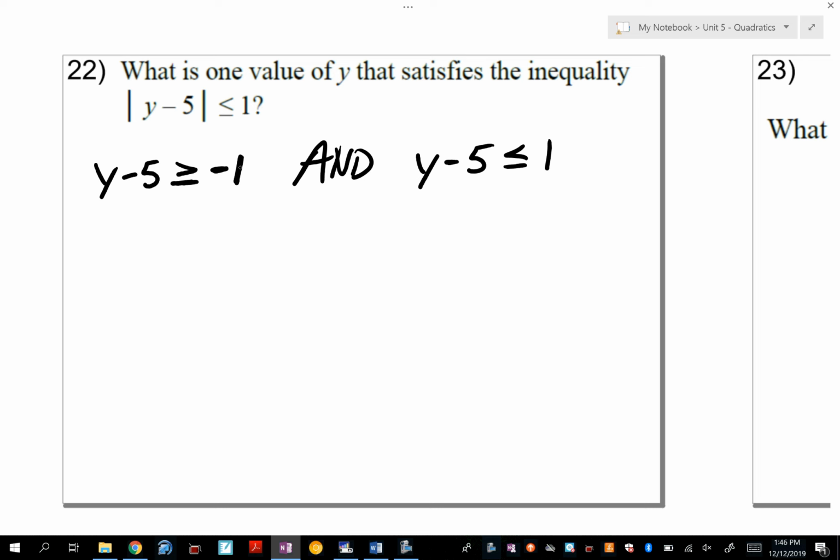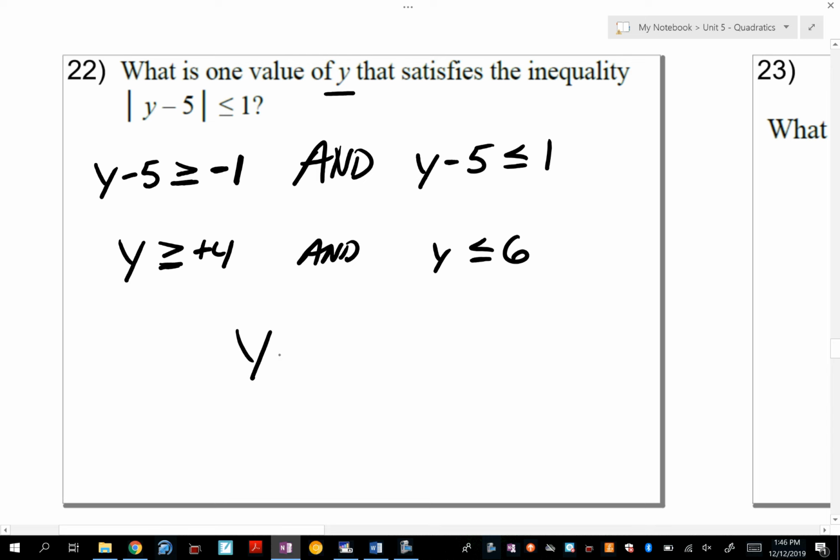That's a long time. All right, so if you solve both of these, you get y is greater than or equal to 4, and y is less than or equal to 6. So what value of y is going to satisfy this inequality? Most students are going to write greater than 4 but less than 6. All right, I think even my 4-year-old would know that. Okay, 5.